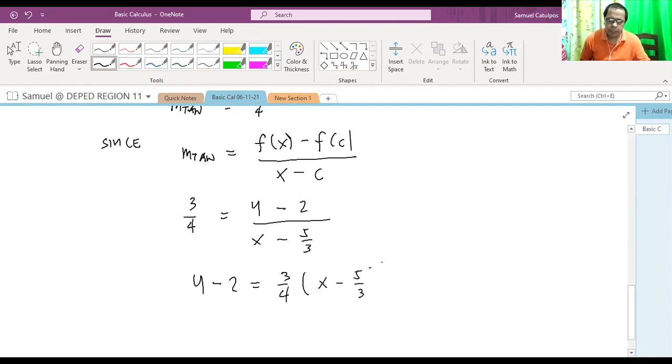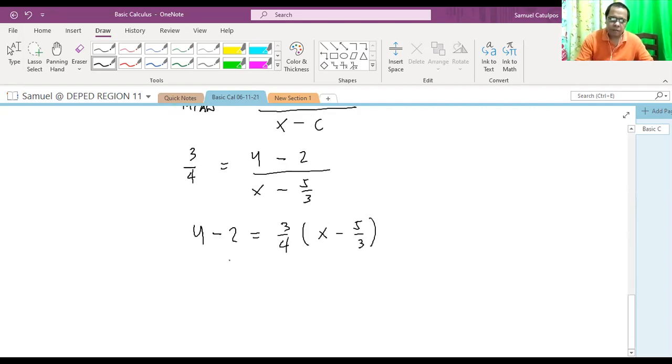Actually, pwede na ni. Tama na ni siya, no? Pero ang standard form of an equation, dapat y is equal to, no? Ang standard form of equation. 3/4 times x minus 5/3, transposing to the other side becomes plus 2. Plus 2. So this is now your equation of the tangent line.